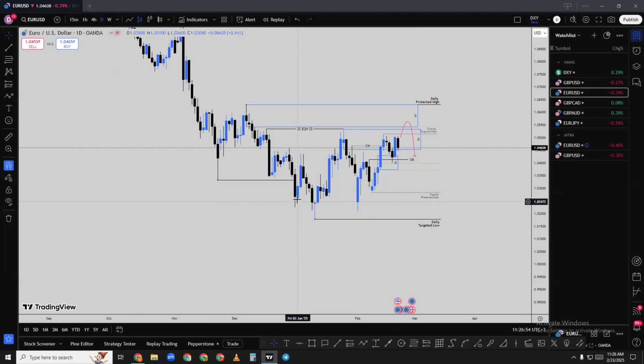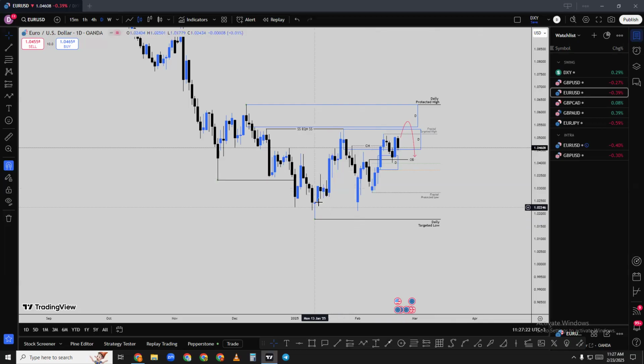Our expectation was, of course, a pullback. But where are we pulling back to? Towards some of these supply zones. Price did pull back all the way to the 78.6% level, and from that level we were then expecting a move to the downside. But that never materialized. Our expectation was that the daily targeted low would be taken out and try to maintain that trend.